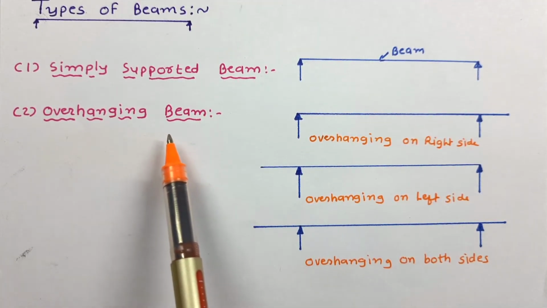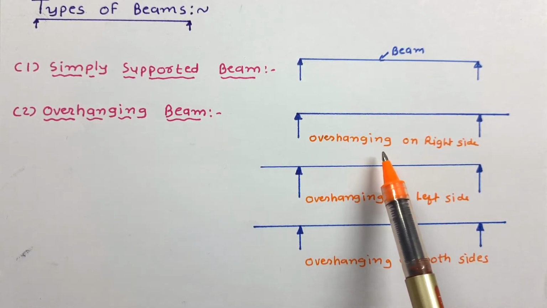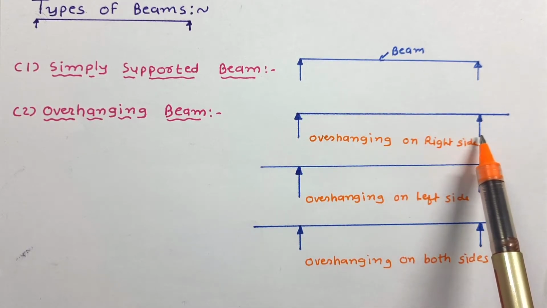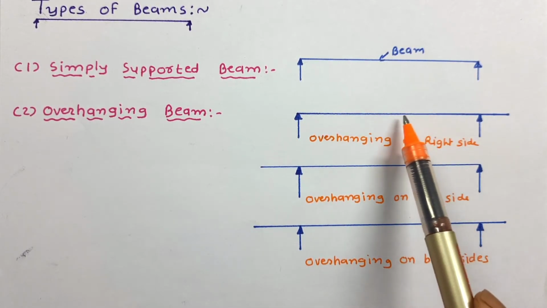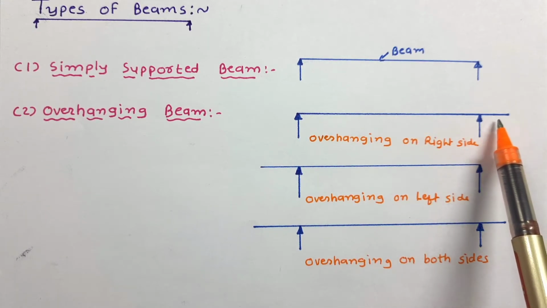So this is the second type of beam, overhanging beam. In this beam, as we can see in the figure, the beam is rested over two simple supports and some portion of beam is projected beyond the support.